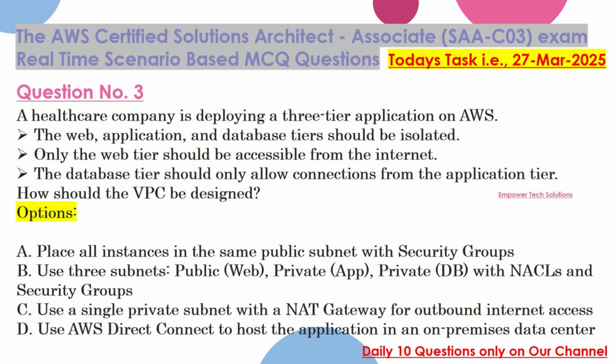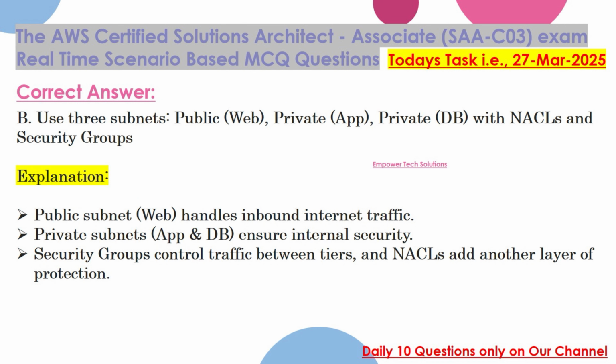Options: A. Place all instances in the same public subnet with security groups. B. Use 3 subnets: public (web), private (app), private (DB), with NACLs and security groups. C. Use a single private subnet with a NAT gateway for outbound internet access. D. Use AWS Direct Connect to host the application in an on-premises data center. Correct answer: B. Use 3 subnets: public (web), private (app), private (DB), with NACLs and security groups.